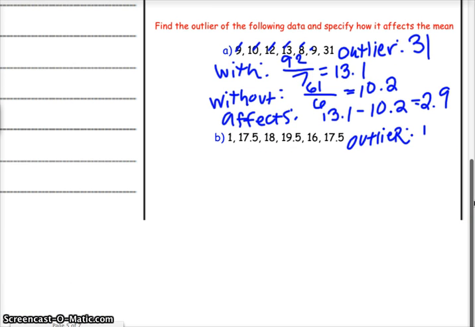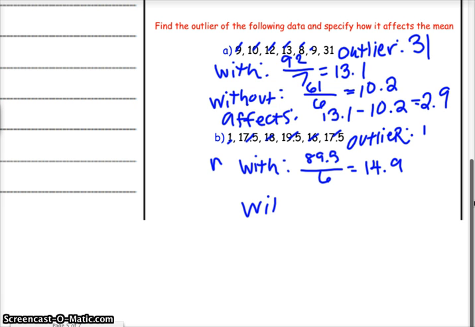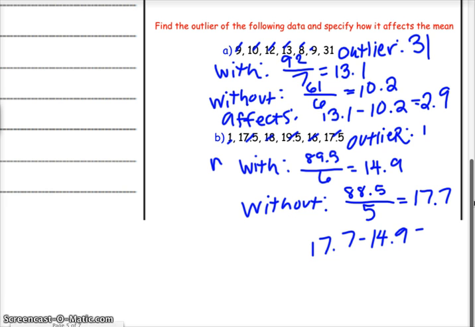Okay, with this one, the outlier is 1. Our mean with it is 89.5 divided by 1, 2, 3, 4, 5, and 6, which is 14.9. Without, well, I see that my outlier is 1, so I'm just going to take that away from the sum. That would be 88.5. I took a value away, so this should be 5. And that's 17.7. It affects the mean. You take their difference. 2.8, which isn't that bad. Depends on what you're talking about, I guess.